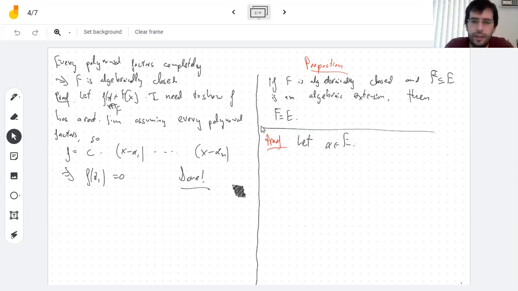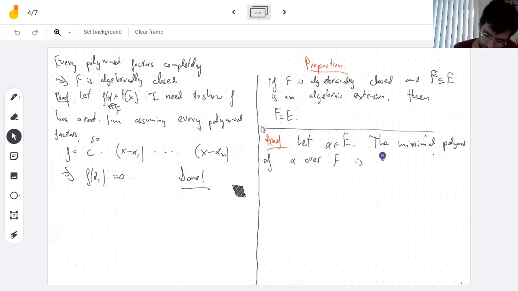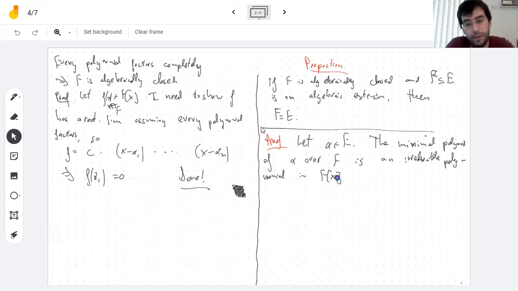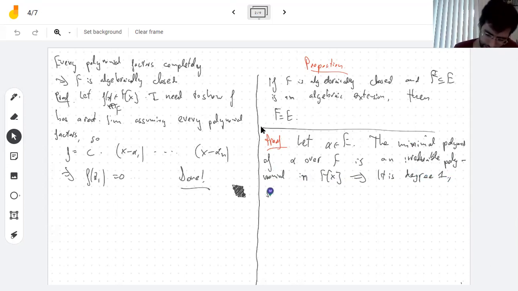Let alpha be in this algebraic extension. So I need to show that it's in F. Well, I know it's algebraic. The extension is algebraic. The minimal polynomial of alpha over F must be an irreducible polynomial in F. Of course, the minimal polynomial over a field has coefficients in that field. And we've shown that the minimal polynomial is irreducible. So what could it be? Well, we've just shown that all the irreducibles have degree one because F is algebraically closed.